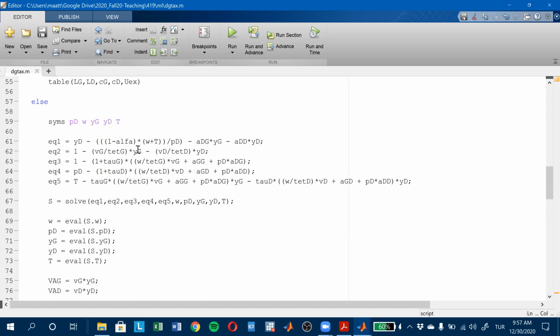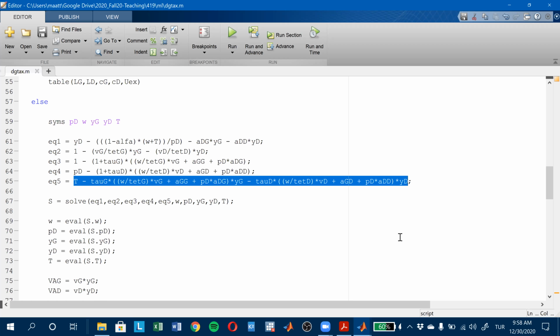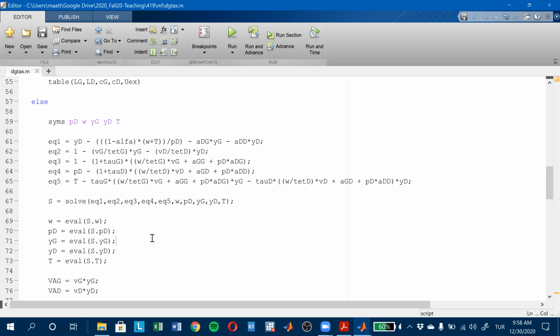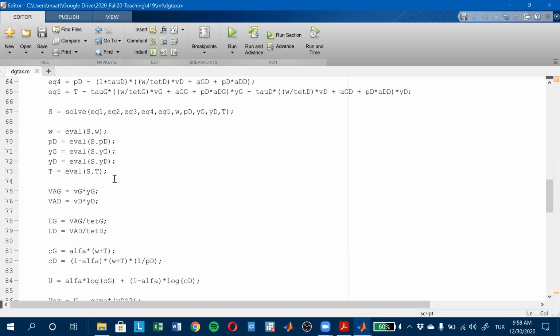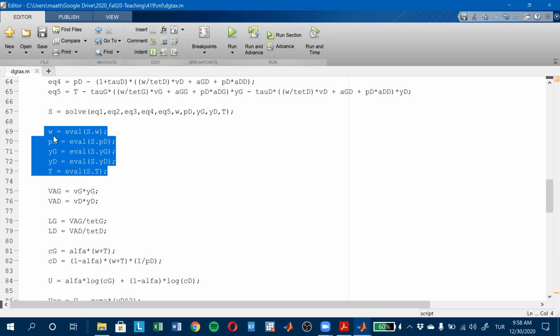Then we have 5 equations and 5 unknowns. All right, and the logic is the same. Okay, now T is also a symbol here, an unknown, and there is this 5th equation written as a symbolic equation, and then I have the code. Okay. Then I have the evaluation again. So after this point, these are just numbers, so I can calculate everything.